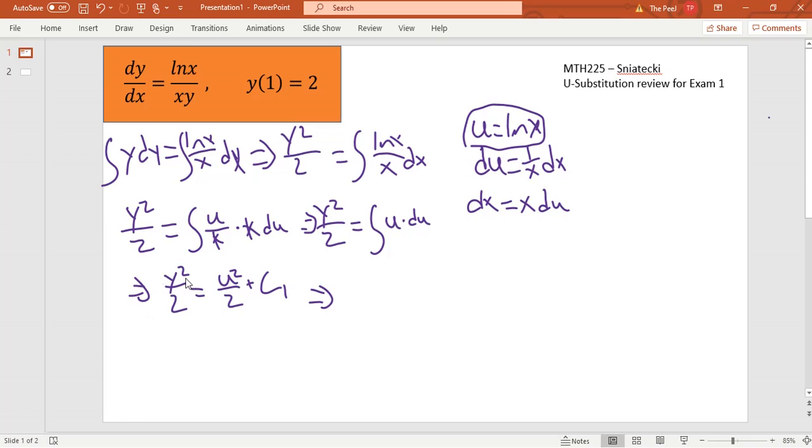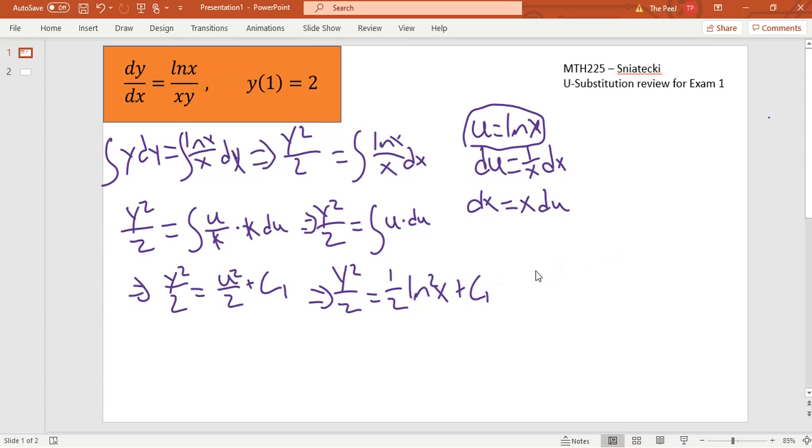natural log of x, and we're looking to get this back in terms of x, so super easy, just plug it right back in there. y squared over 2 equals 1/2 natural log squared of x plus c1. And it's great because once you've got it down to u, getting everything back out is just easy breezy because you just plug it right back in, and keep going.